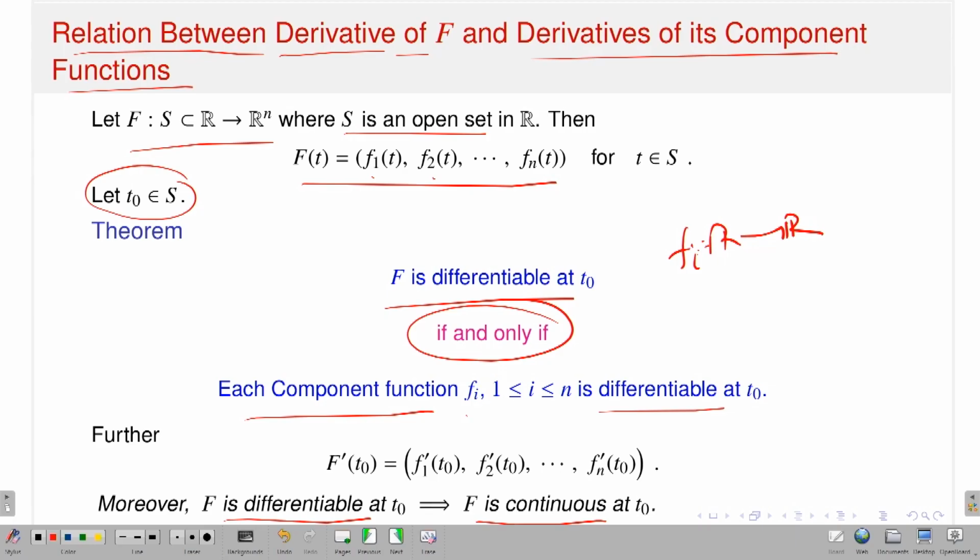I am not going to prove that theorem, but you can prove it. You just use the definition of differentiability, that means the existence of the limit of the quotients. Using the definition of the existence of a limit, that means the definition of the Euclidean norm of R^n, you will be able to show that the existence of the derivative of the component functions is equivalent to the existence of the derivative of the original function.